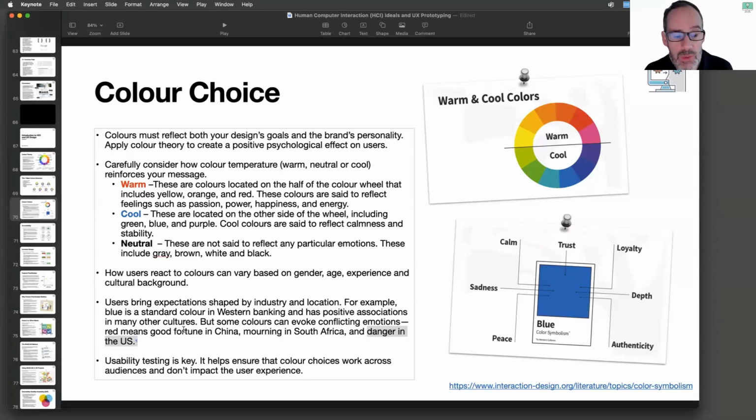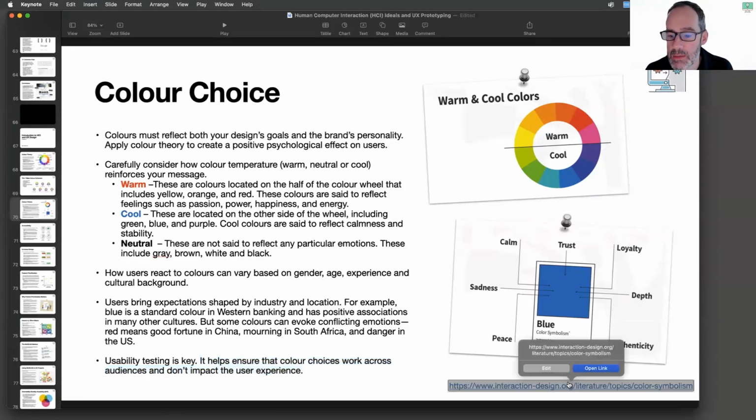Really, usability testing is key, and it helps ensure that color choices work across audiences, because you could use a particular color in your design and it might be perceived differently from the way you intended. Very important to test your design with different users. And if you were launching a website targeting different areas of the world, it would be important to test with those demographics.